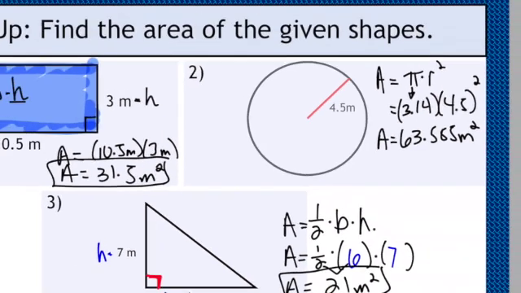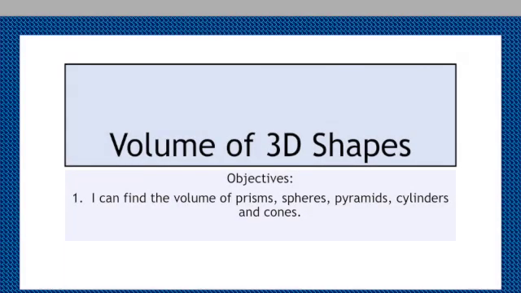All right, so let's go ahead and get into our lesson now. Our lesson for this week is going to be to find the volume of three-dimensional shapes. We're going to focus on certain shapes called prisms, spheres, pyramids, cylinders, and cones. As we go through this lesson, you'll learn a little bit about what these shapes are and a quick formula on how to find the volume.